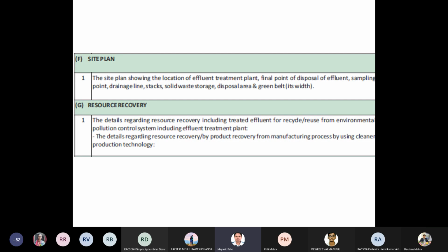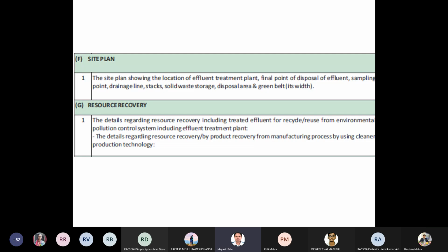Then the next point is resource recovery. So in resource recovery, the details regarding resource recovery, including the treated effluent for recycle or reuse of environmental pollution control system, including the effluent treatment plant. So sometimes you may be recovering certain things, right? Say for example, some heavy metals are there in the effluent, and you are recovering it by precipitating it from the effluent, right? So if that is there in your industry, then you need to mention it.